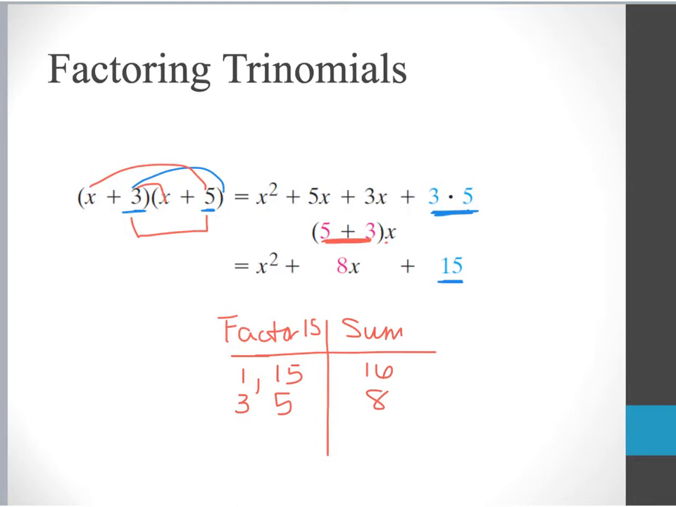So clearly, if you're looking for a product that would give you 15, you have 1 and 15 or 3 and 5, but you want them to produce a sum of 8 to get that middle term. So that tells me that the factors of 3 and 5 are going to work best for this case here. And we'll do a couple examples to show you how this is going to work.